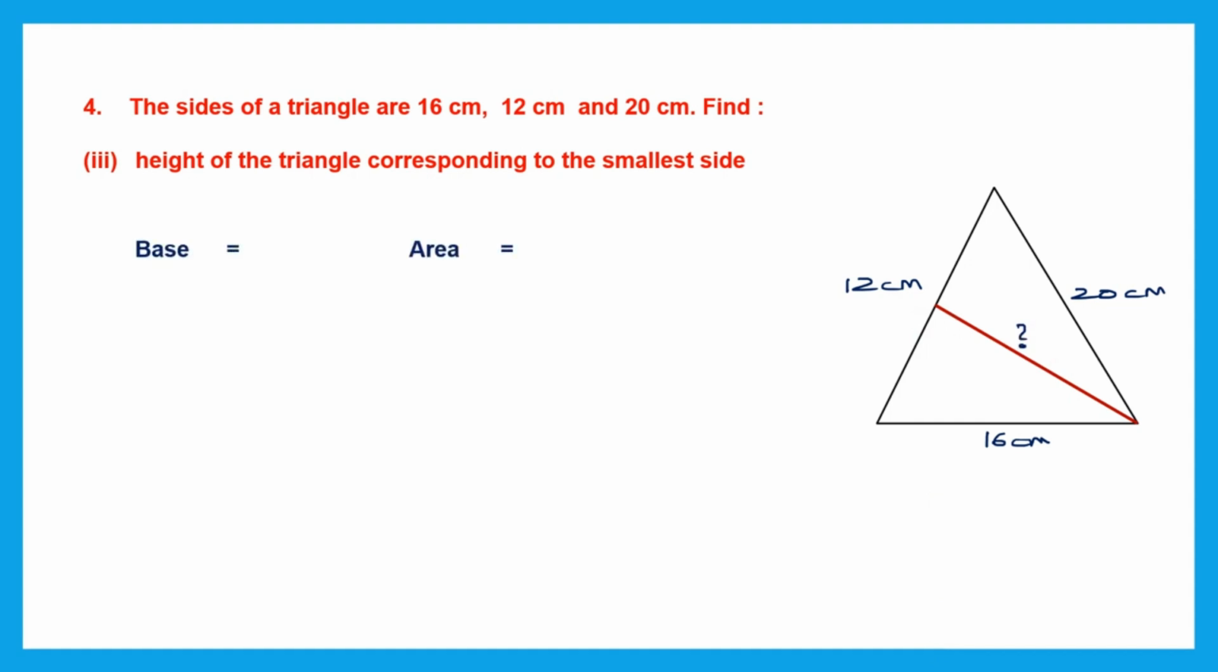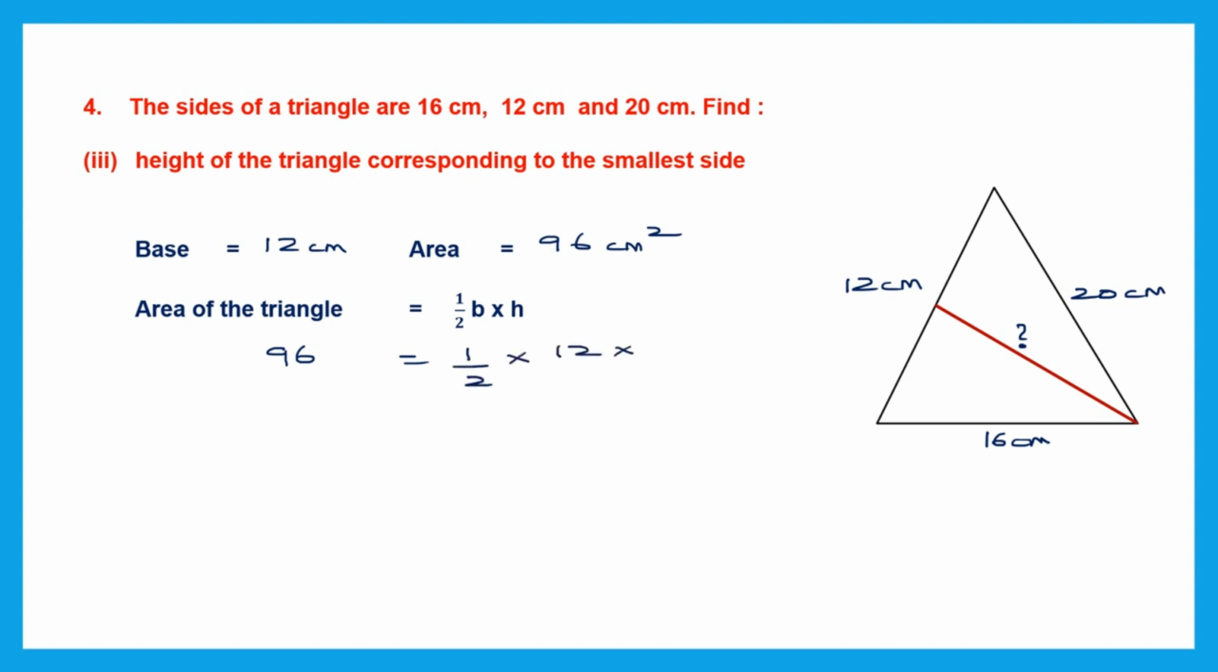Now we can take this time the base to be 12 centimeters. Area we know is 96 centimeter square. Now to find the height with the help of the formula for area we can find the height. So area is half into base into height. Area is 96 centimeters square. Half base is this time 12 centimeters and height is what we are going to find out. Now let's cancel.